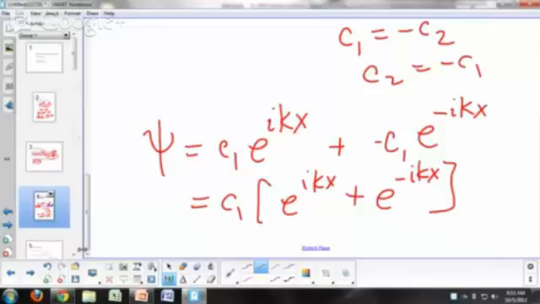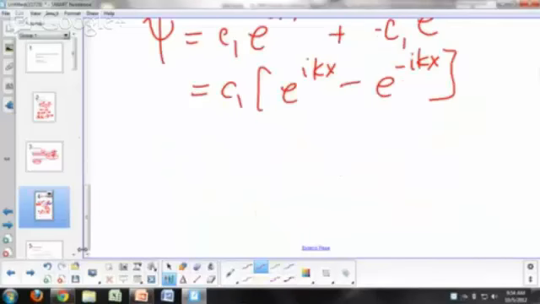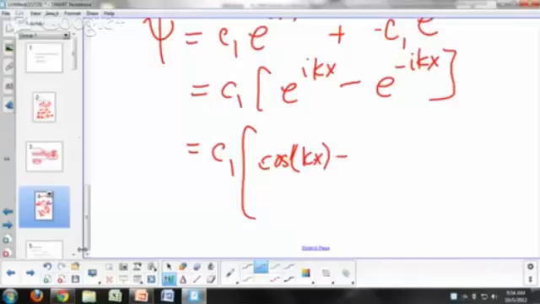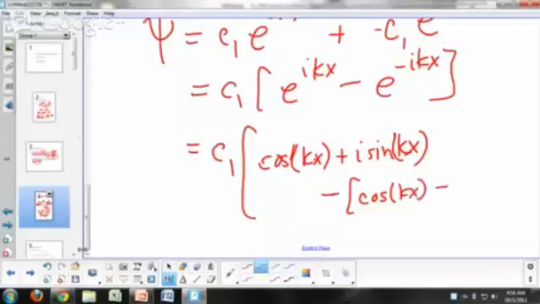Do you recognize that? Oh, that's right, that's negative. So do you recognize that? We've seen that lots of times already. e to the ikx minus e to the negative ikx. Euler formula. So that's going to be equal to C1. All right, so let's go ahead and expand it. Cosine kx plus i sine kx, minus 1 cosine kx, minus i sine kx.